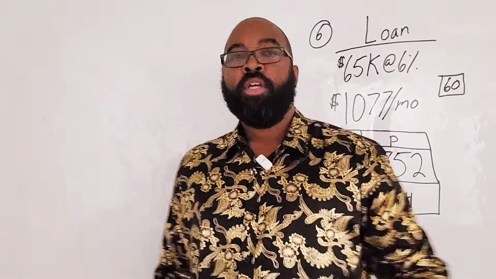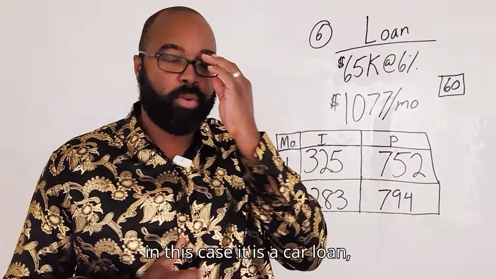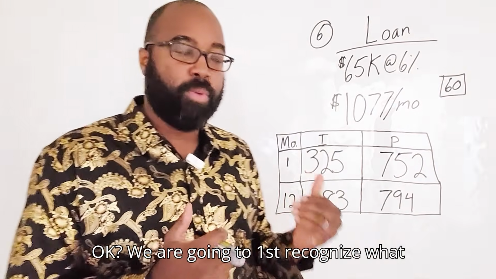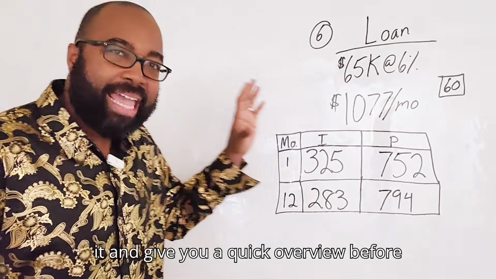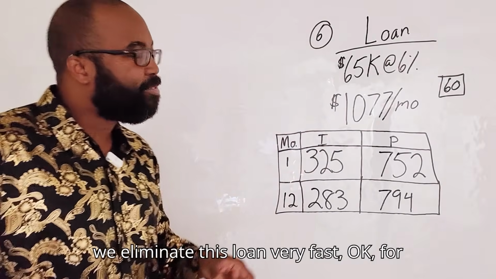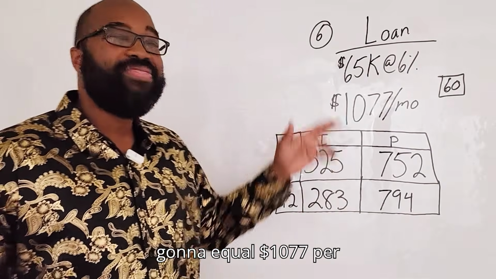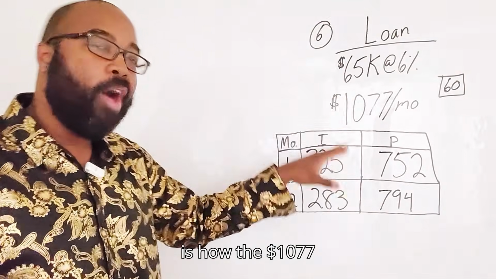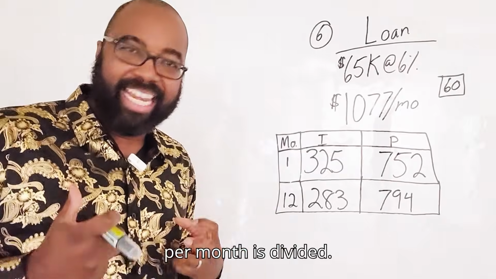Watch this. Okay, so any loan that you have here, in this case, it is a car loan, okay? We are going to first recognize what we have. So let's go ahead and give you a quick overview before we eliminate this loan very fast. For 6 years, $65,000 at 6%, that's going to equal $1,077 per month.